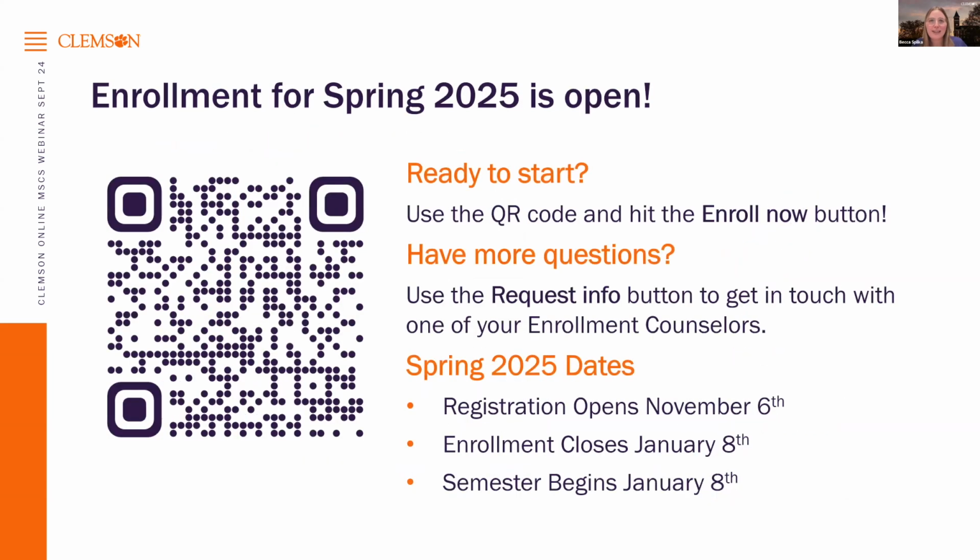If all of that sounds great, then you can scan the QR code on the screen now. As I said, enrollment for spring 2025 is open right now. If you hit the enroll now button, it'll bring you to that enrollment form that I mentioned in step 1. If you have your transcript on hand, it should only take a few minutes to complete. If you have more questions, there's also a request info button on that page that will get you in touch with one of our enrollment counselors.